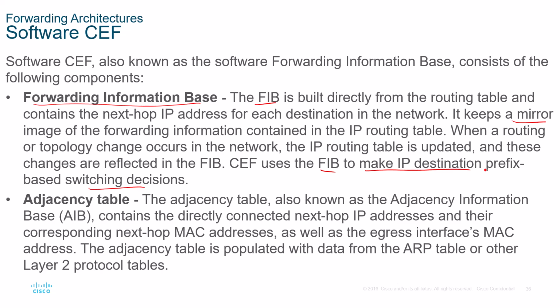We also have what's called an adjacency table. This table is known as the Adjacency Information Base, AIB, and it will contain the directly connected next hop routes and the corresponding next hop MAC addresses, as well as the egress interfaces' MAC addresses. This AIB table is populated with data from the ARP table or other layer 2 protocols. So let's look at that.